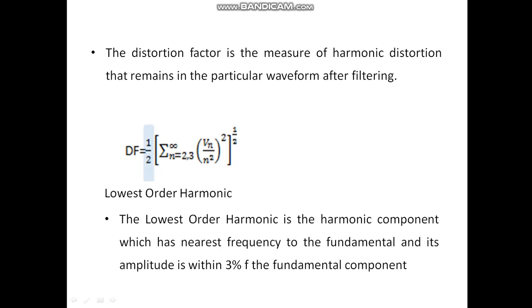Now the next point is the lowest order harmonic. The lowest order harmonic is a harmonic component which has the nearest frequency to the fundamental and whose amplitude is within 3% of the fundamental component. This is called LOH, the lowest order harmonic. So it has the nearest frequency to the fundamental frequency, which is 50, and its amplitude, its height, is within 3% of the fundamental component.